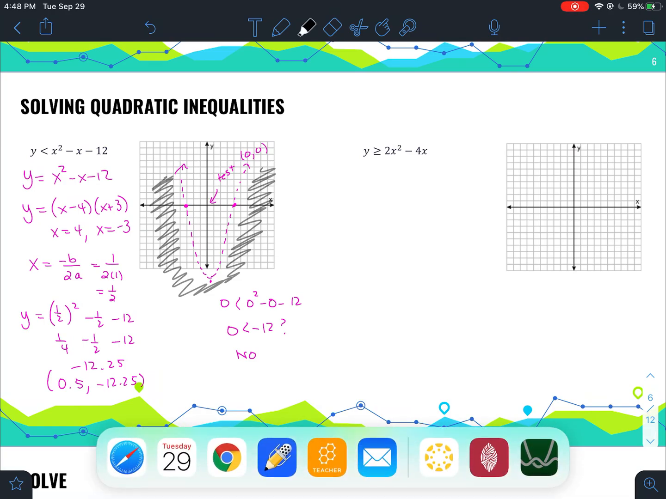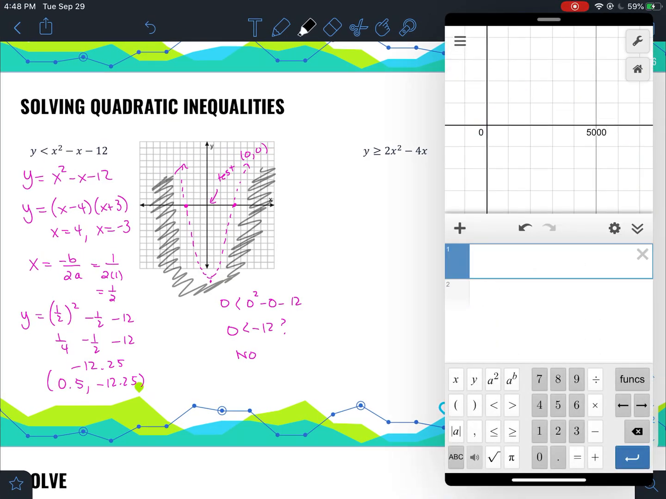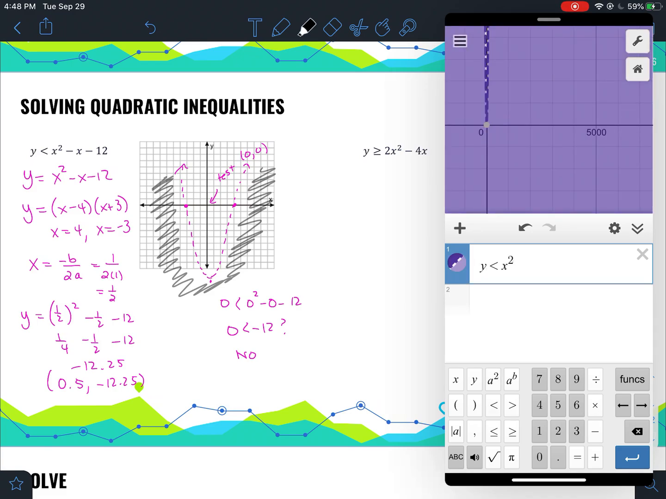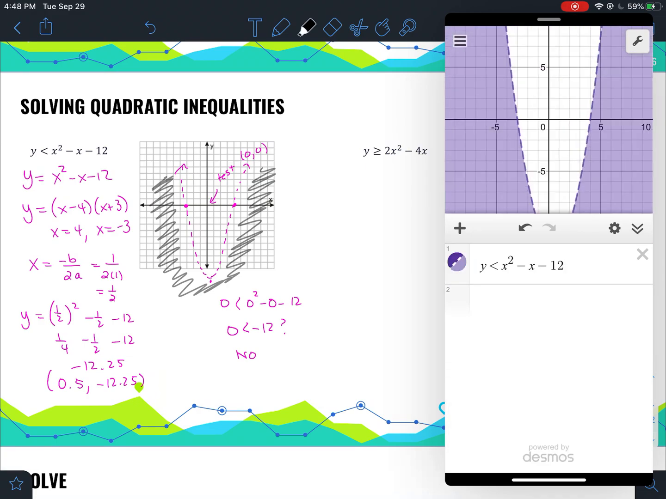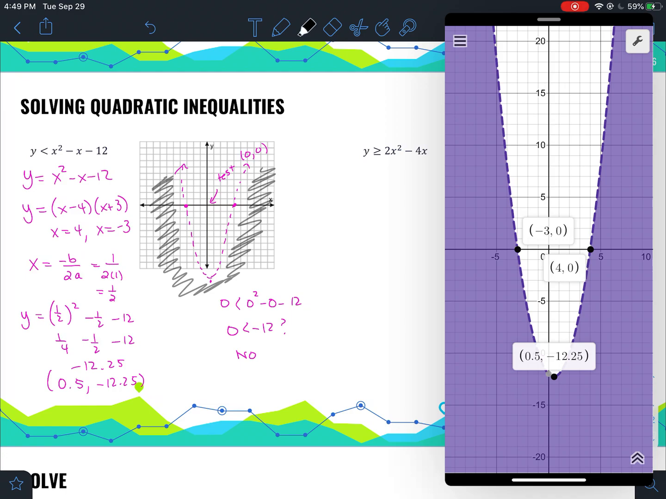So if I went to Desmos, just to make sure that Desmos is agreeing with us, we would do y is less than x squared minus x minus 12. And then if we do our home button, there we go. So notice we have that parabola, and hopefully we got our vertex right. Yep, 1/2 at negative 12.25. And then we have our two zeros, negative 3, positive 4. And then it's a dotted line, and we're shading outside of the parabola. So all of the solutions in purple would be solutions to that quadratic inequality.